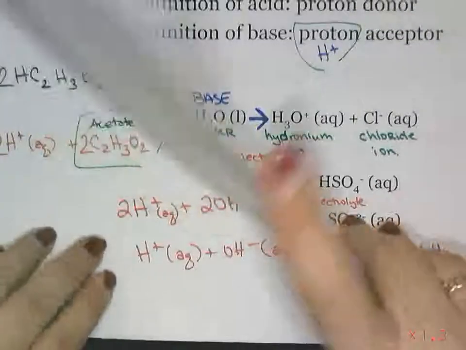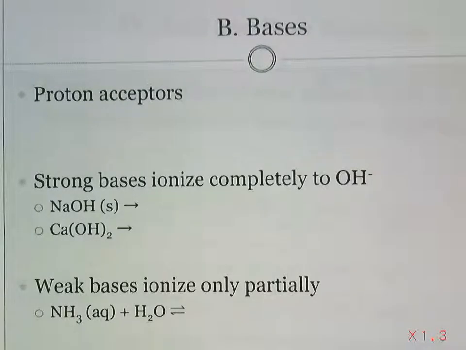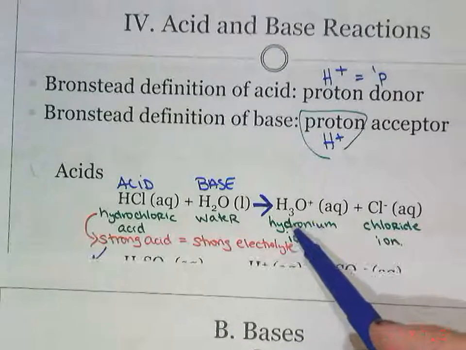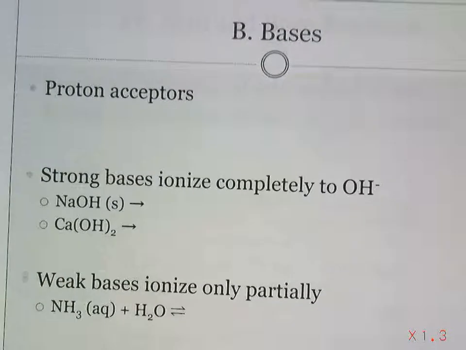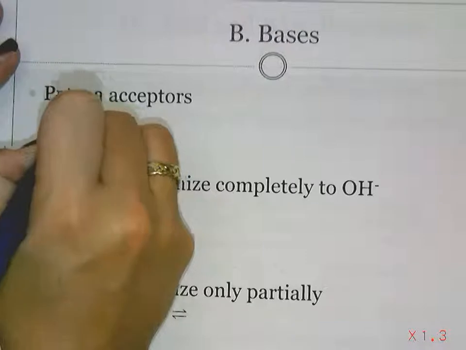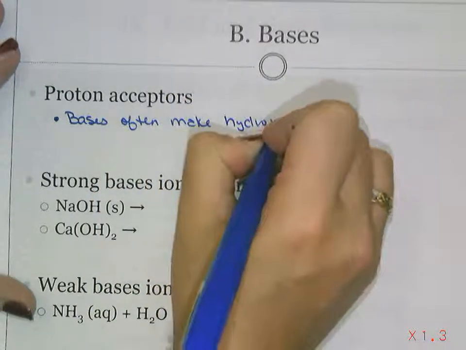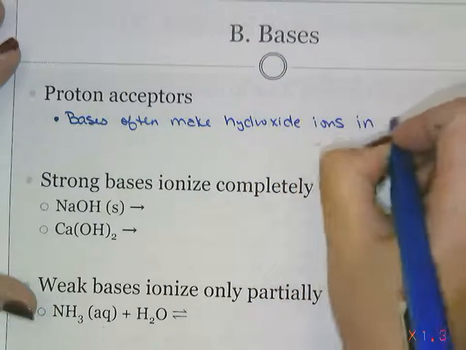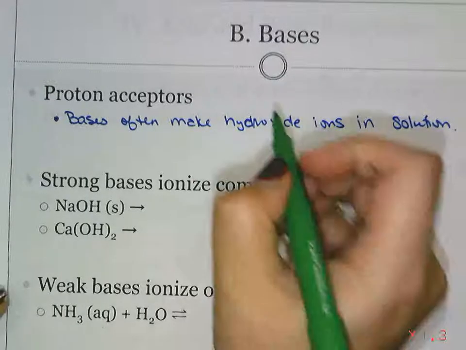All right, so then let's do the same thing looking at bases. All right, so bases are proton acceptors. So over here I had the hydronium ion. The hydronium ion is characteristic of what happens with an acid. Bases often make hydroxide ions in solution. And hydroxide, right, is this one. OH minus.